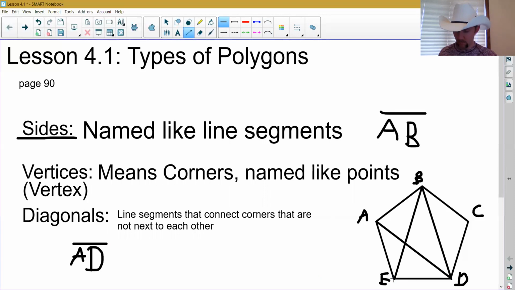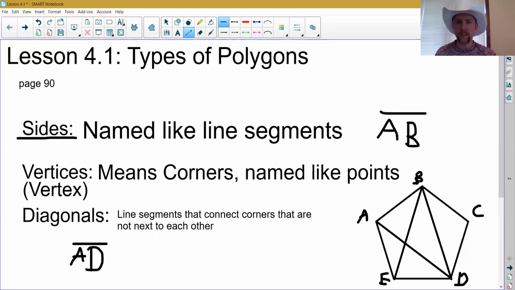So that's the main thing that you're asked to do in your practice today, is just understand, okay, when we talk about the sides of a polygon, what are we talking about? How do we identify them? When we're talking about the vertices or corners of a polygon, what are we talking about? How do we identify them? When we're talking about the diagonals, same idea, okay?